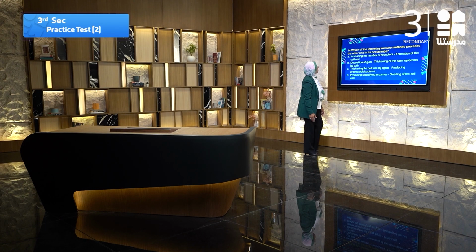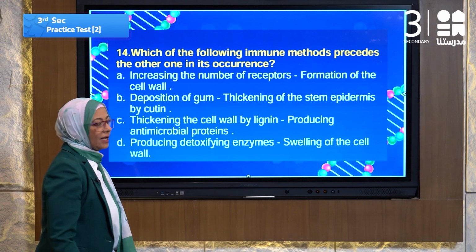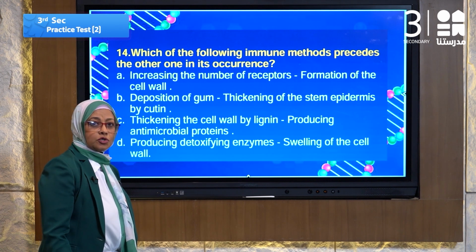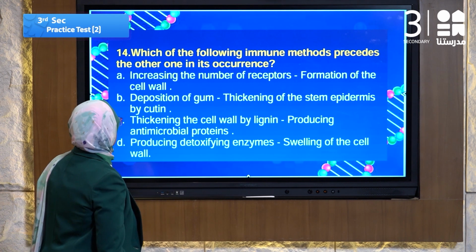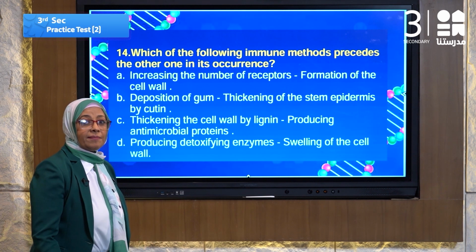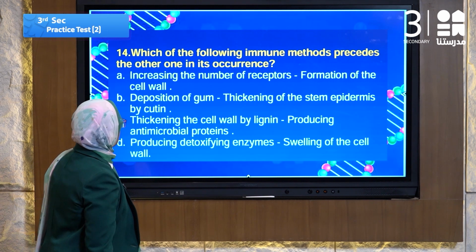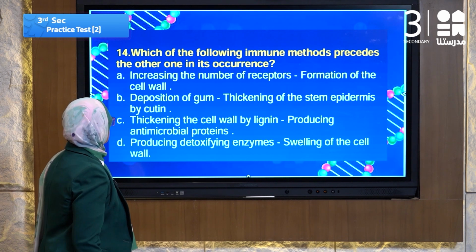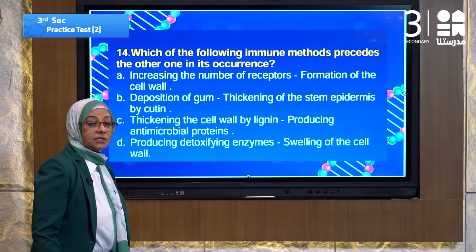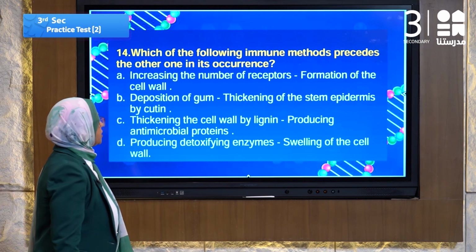Let's go to 14. This question speaks about which of the following embryonic events precedes the other in its occurrence. There are 4 choices. The first choice speaks about an increasing number of receptors and formation of the cell wall. Which of them precedes the other? Formation of the cell wall is a barrier. The cell wall is formed before anything else. Number B, deposition of gum.